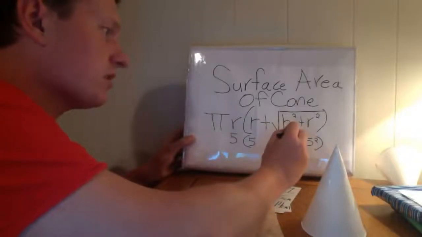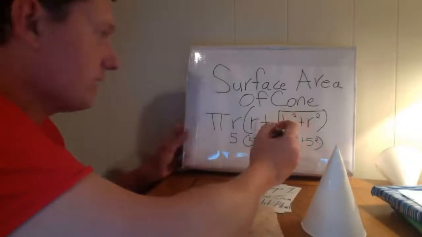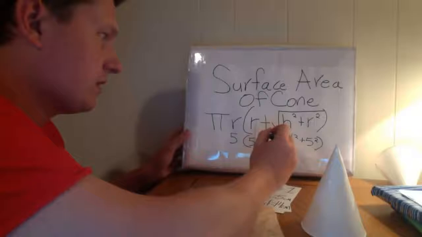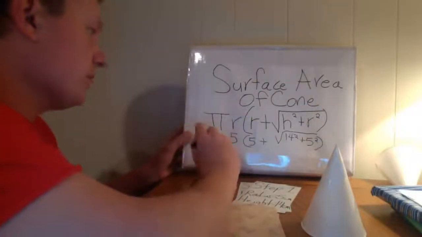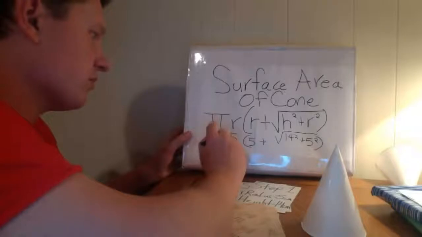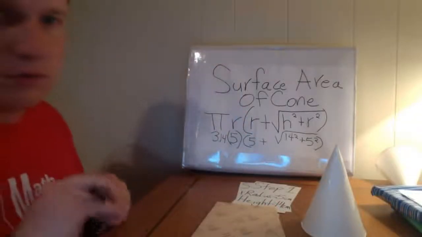This is just the basics. This might not look pretty. That's okay. That's okay. Doesn't bug me any. And pi, of course, I'm going to use a standard 3.14. And I'm going to put that 5 in parentheses so we don't forget that we're multiplying those two.